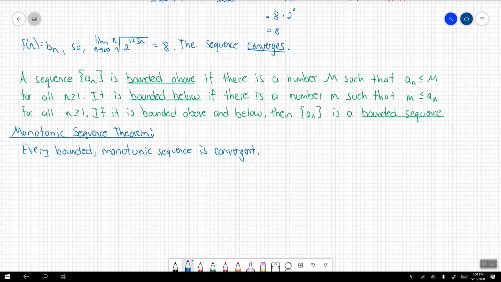So as long as we can identify that we have a bounded sequence and it's monotonic, you're going to be convergent. This is one of those huge tools that we're going to want to keep in our toolbox as we proceed through the semester. So keep that in mind, and this now wraps up section 11.1, where we're talking about sequences.